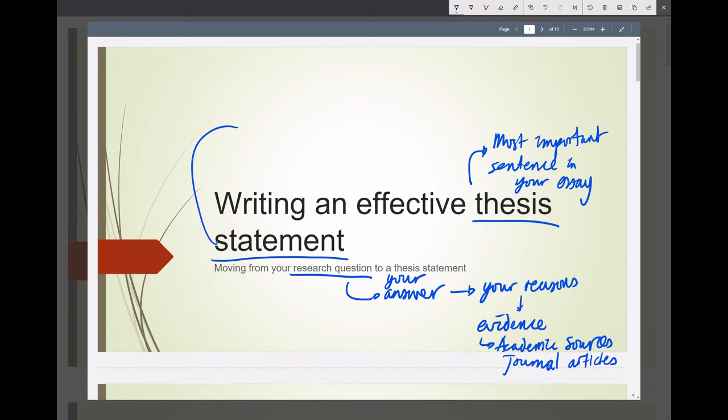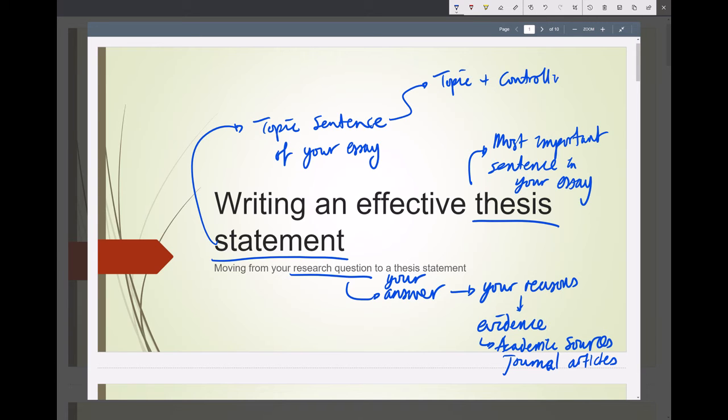So your thesis statement is like the topic sentence of your entire essay. Remember, for topic sentences, you're going to have to talk about the topic plus your controlling idea. And we'll review these concepts in this lecture as well. And if you've forgotten about this, you can go back to week 2, where we talk about the paragraph structure.